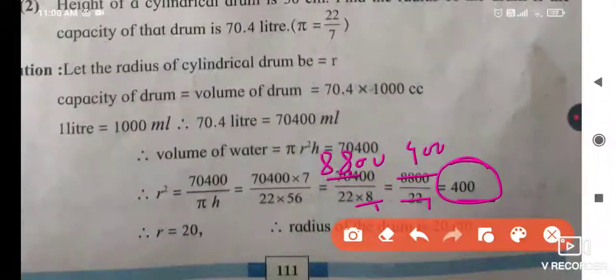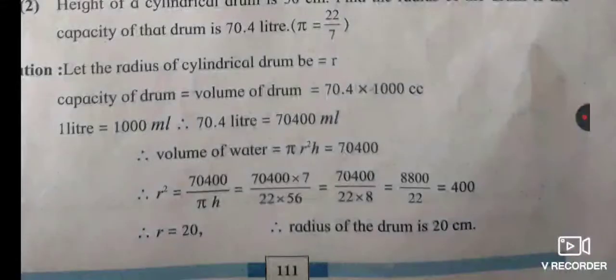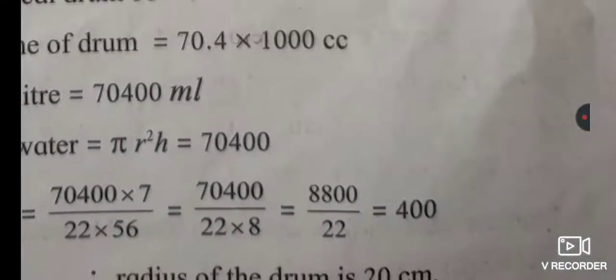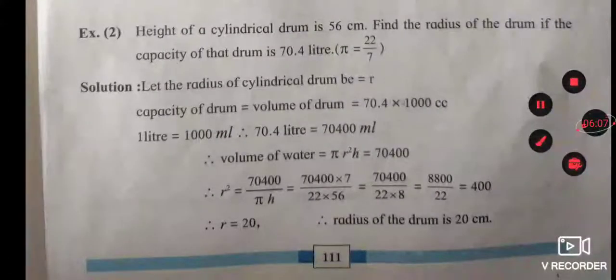As you all know, 400 is the square of 20. So the radius is equal to 20. In this way you can solve this example. Otherwise, as I just told you, you can also solve the example in that way. Okay, after this second example, now we will see the next example.